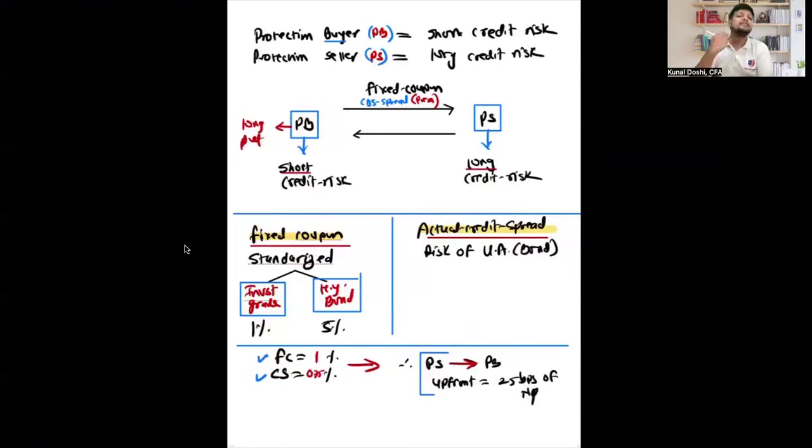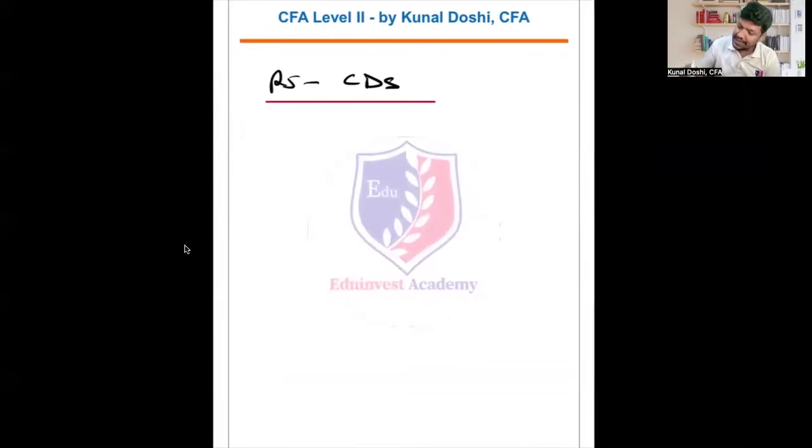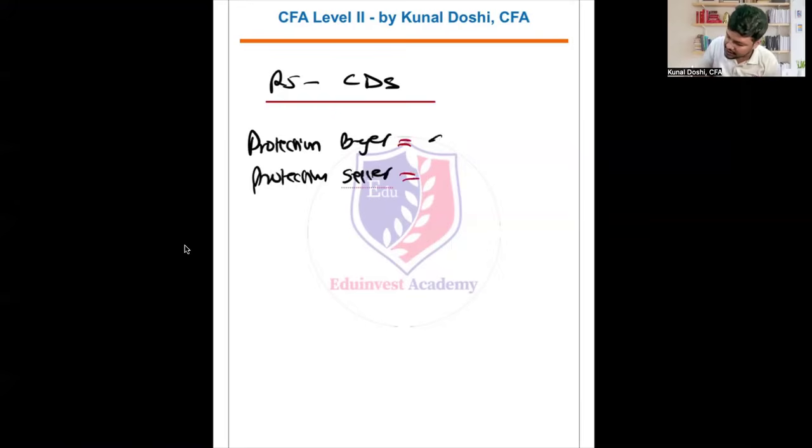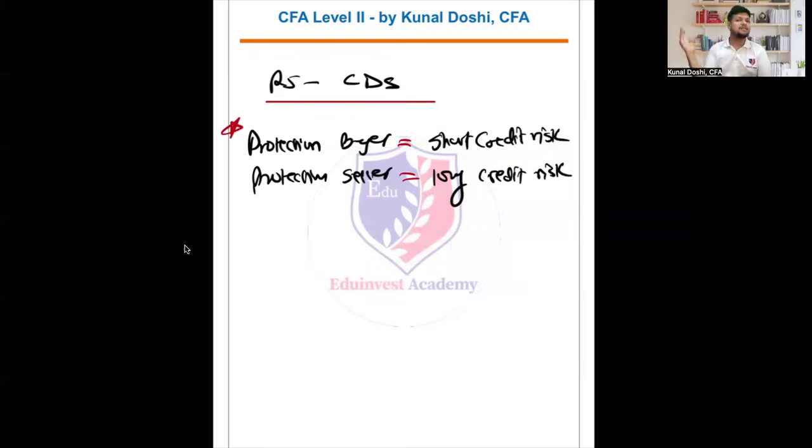The protection buyer is the one who's giving up the credit risk. So it's called short credit risk. Let's write this in CDS, credit default swap: protection buyer and protection seller. The protection seller is like that insurance company. The protection buyer is called short credit risk. And the protection seller, the one who's taking the credit risk, is called long credit risk. Remember this throughout the syllabus if you get confused. This is the most important thing. If you forget everything else in the syllabus, fine. Don't forget this. Got it?